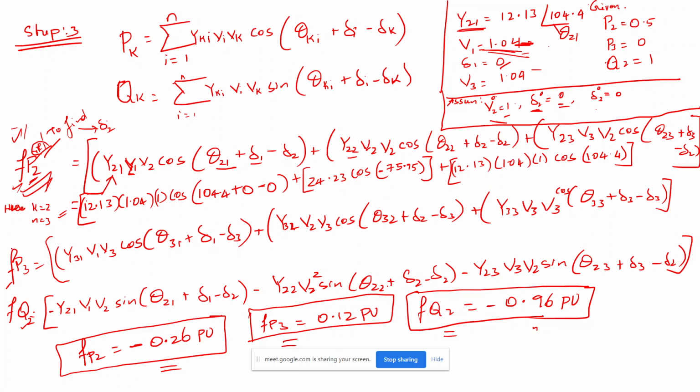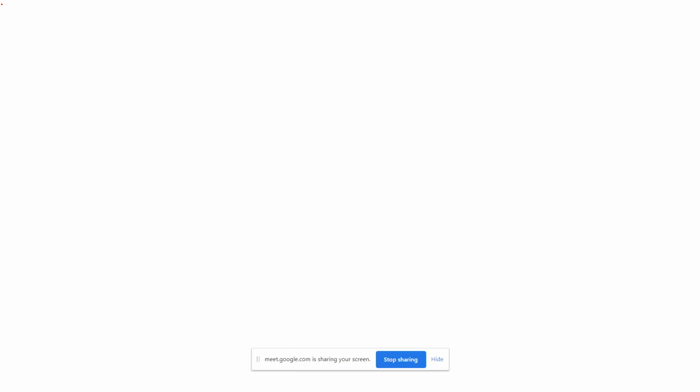If you apply the Y bus matrix values here, this is Y31, this is Y32 and this is Y33, and with the known values of V3, V2 and V1 we can apply this and find the value. The final value of this is 0.12 per unit, right? So after completing this, what do we need to do? Step 4. What is step 4? Anyone recall what step 4 is?